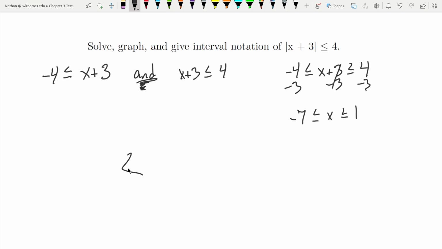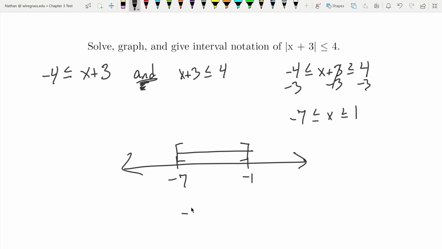So the graph of this is going to be -7 to 1, and it's going to be bounded between these two values. We're going to use square brackets because it's less than or equal to, less than or equal to. And x is bounded between these two regions. The smallest value is -7. The highest value is 1. Both of them have brackets next to them. So this is the interval notation.